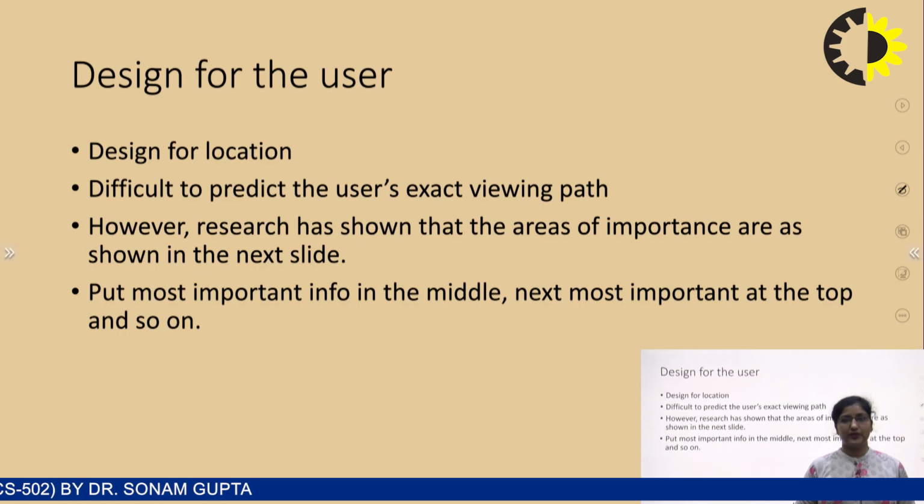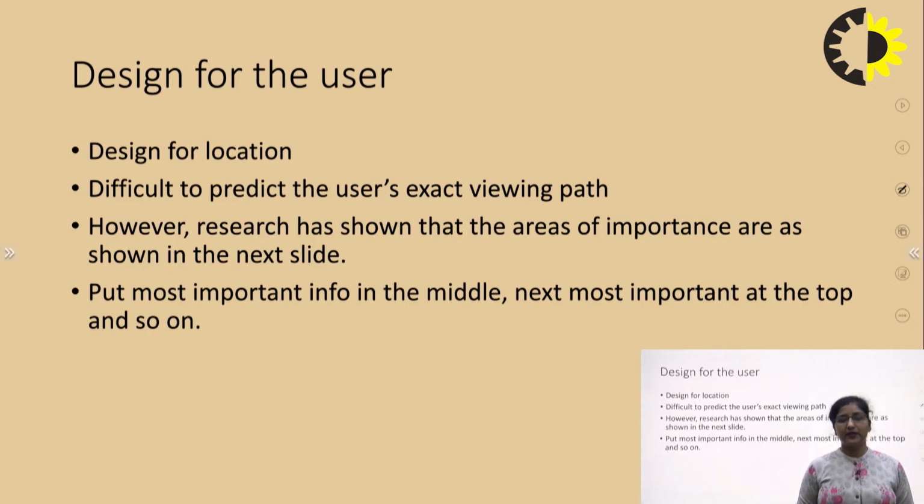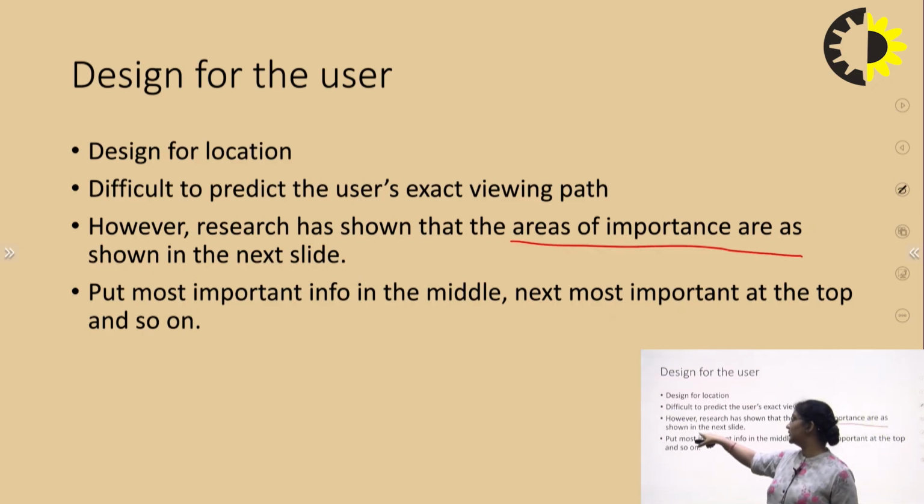Now, another thing for the user is location. How is the location to be designed, because we are not able to predict the viewing path of the user, from what angle the user is looking. There are different types of users. Suppose one user is very keen to read things, so he will be scanning the whole page one by one and reading it. But another user is just looking for a particular type of information and is not able to spend much time on that website. So the research shows that the area of importance is shown in the next slide.